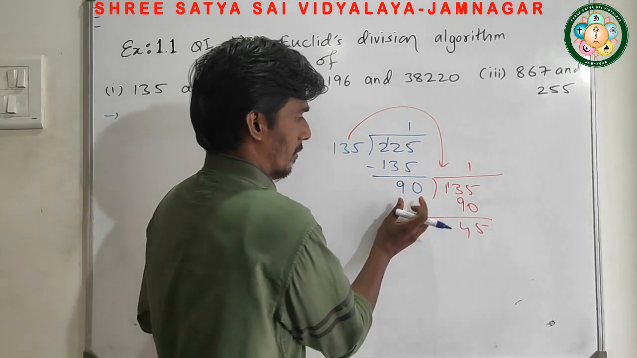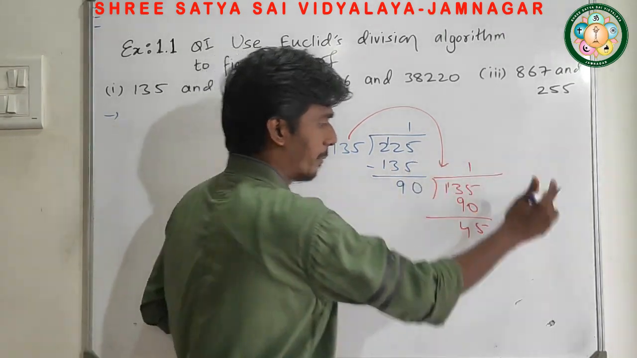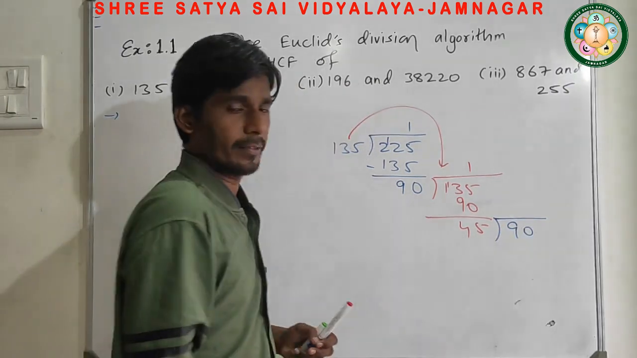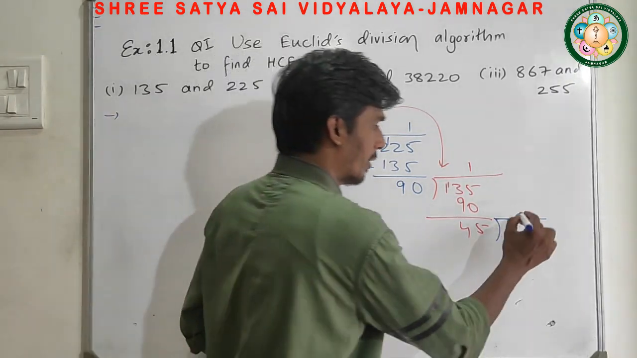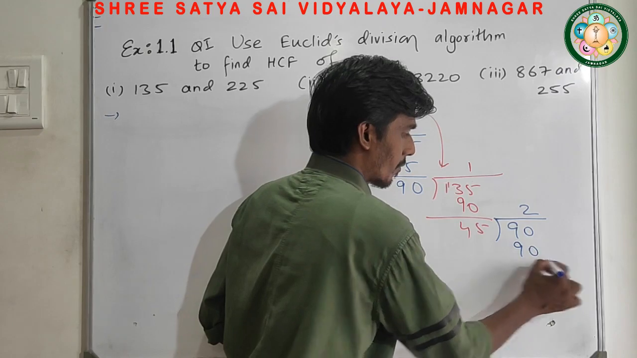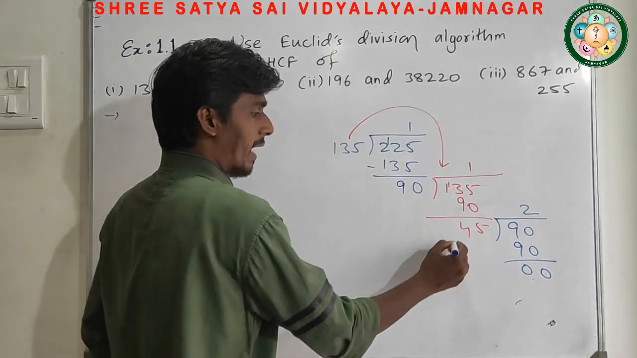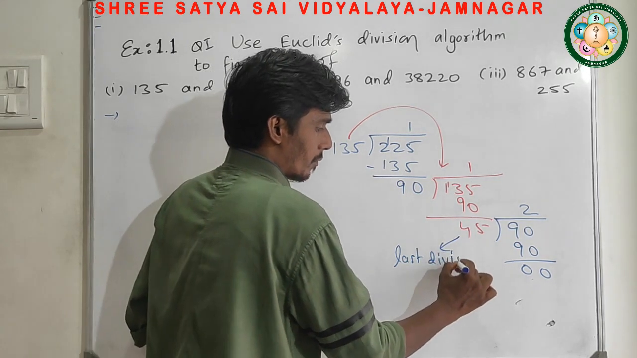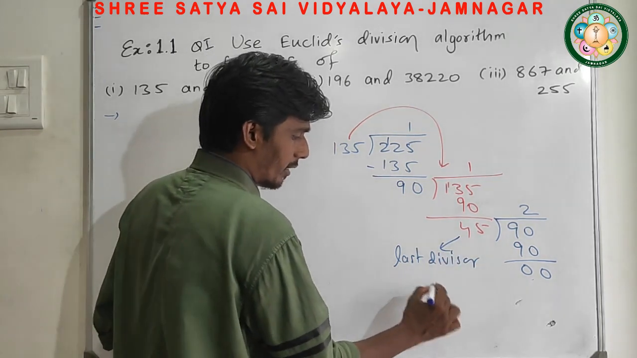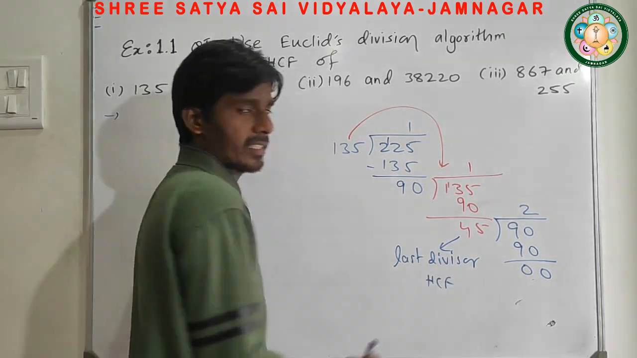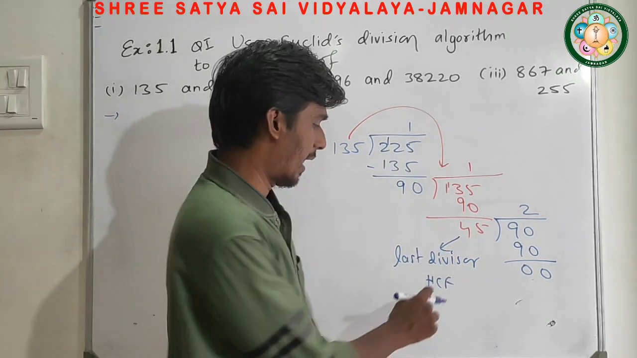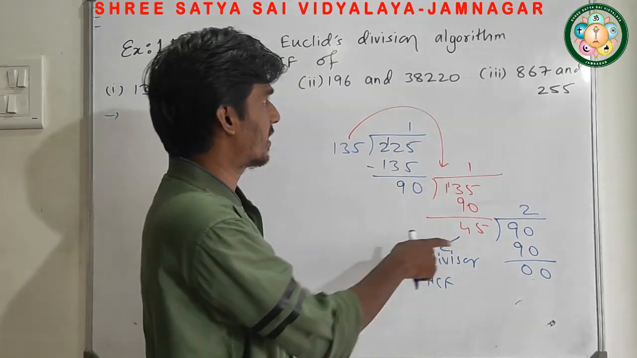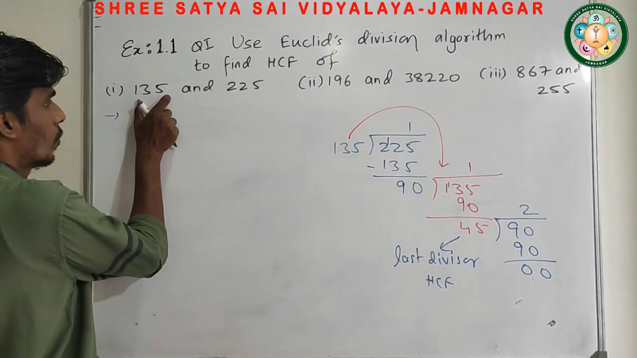Now again the divisor becomes the dividend. The dividend is 90, and 45 2s are 90, which we already know, so the remainder is 0. The last divisor is always the HCF. The last divisor of this calculation is 45, so that is the HCF of 135 and 225.